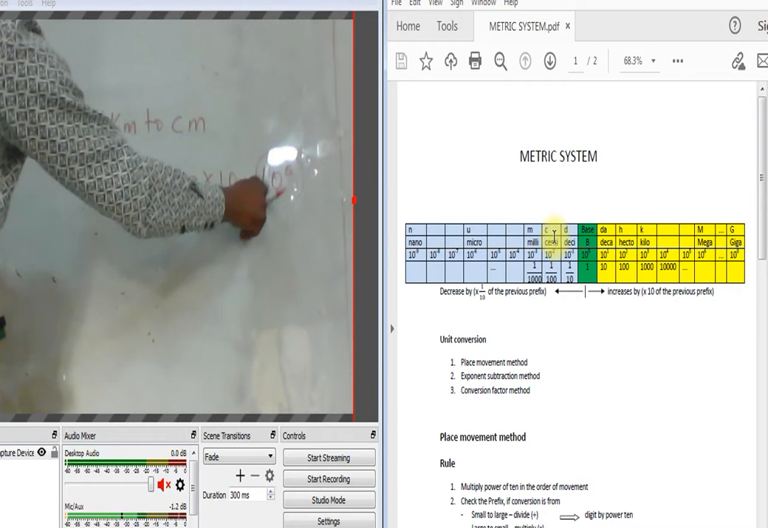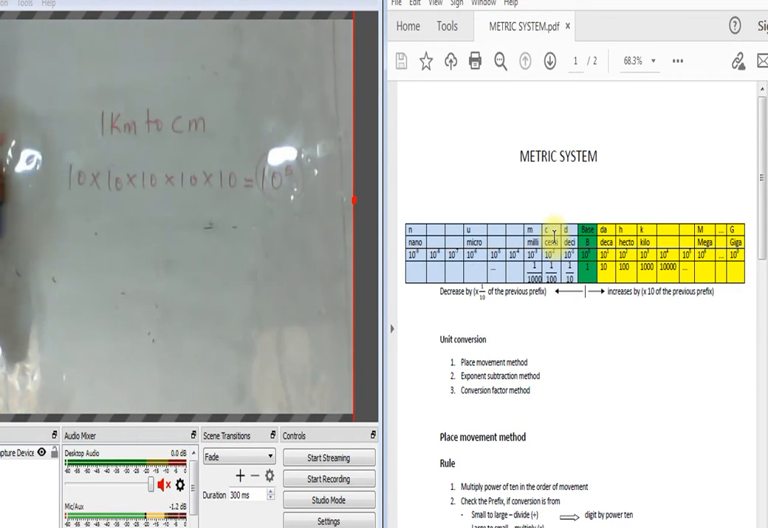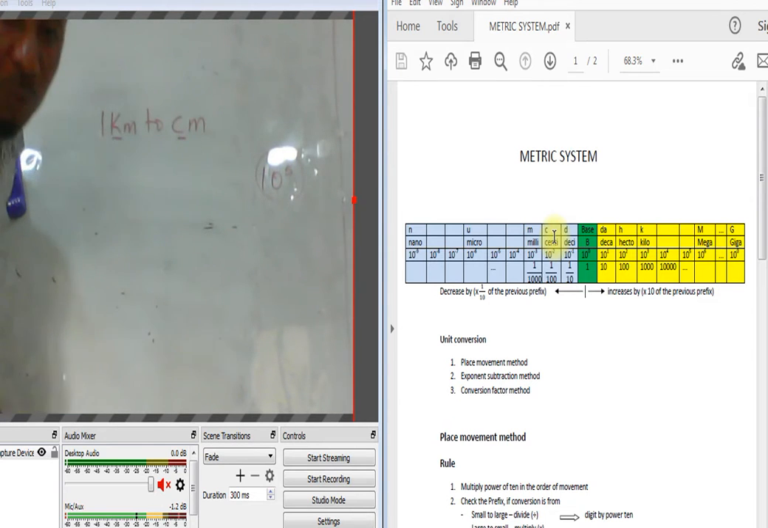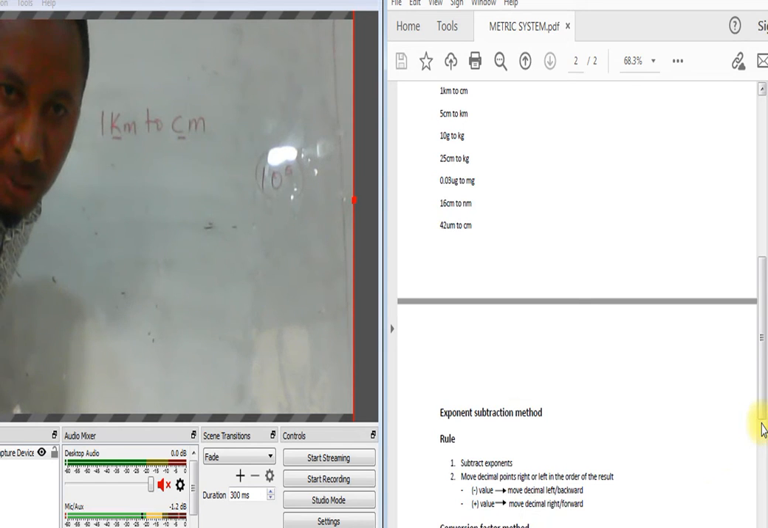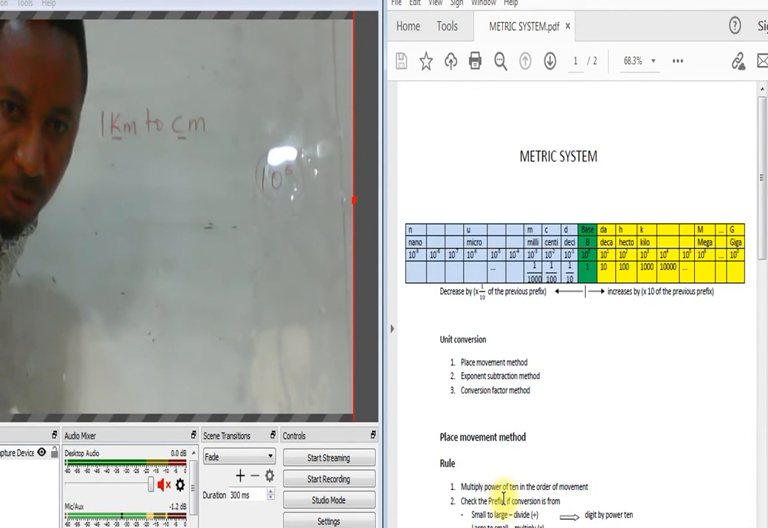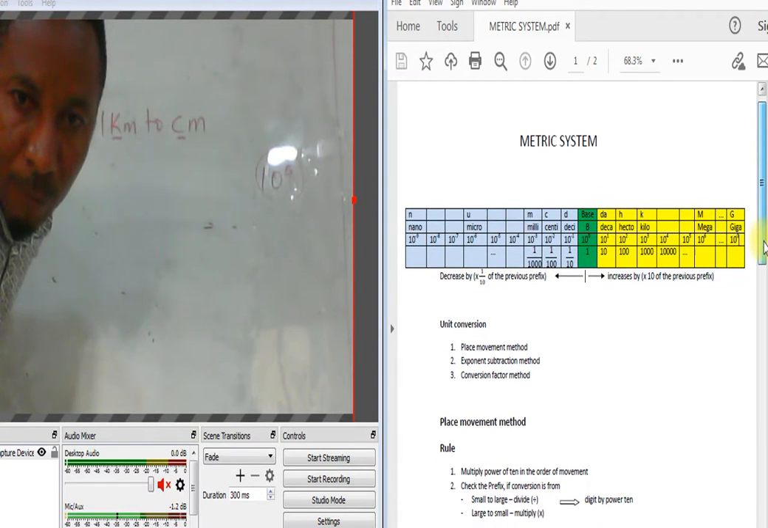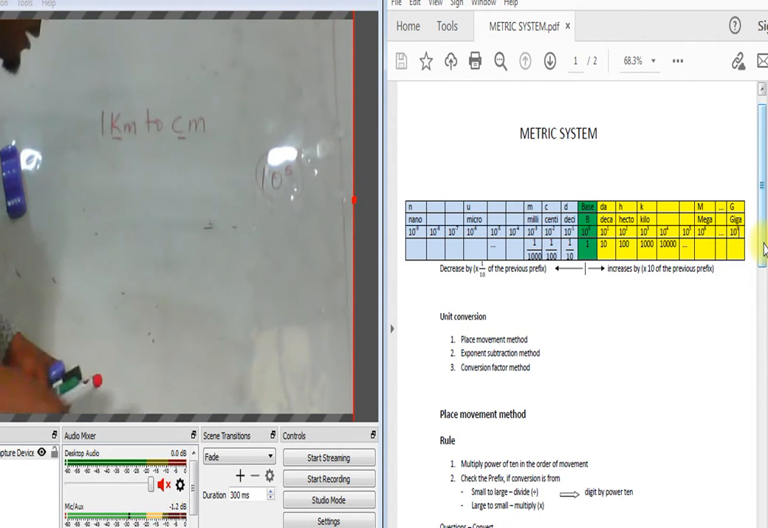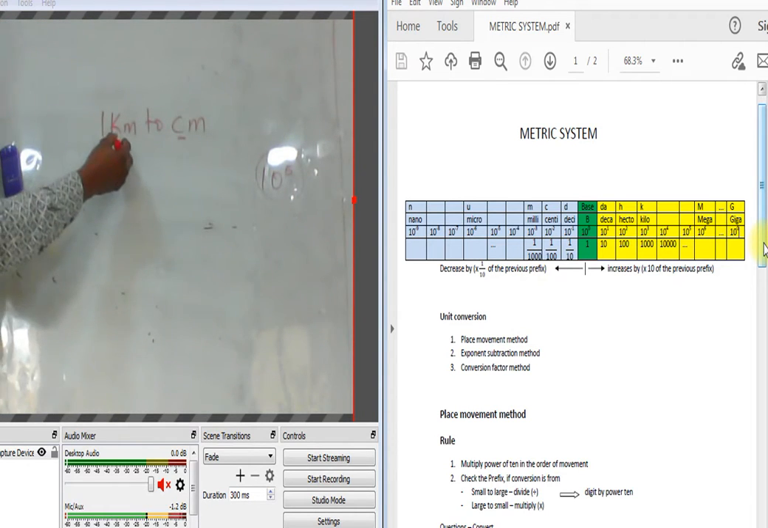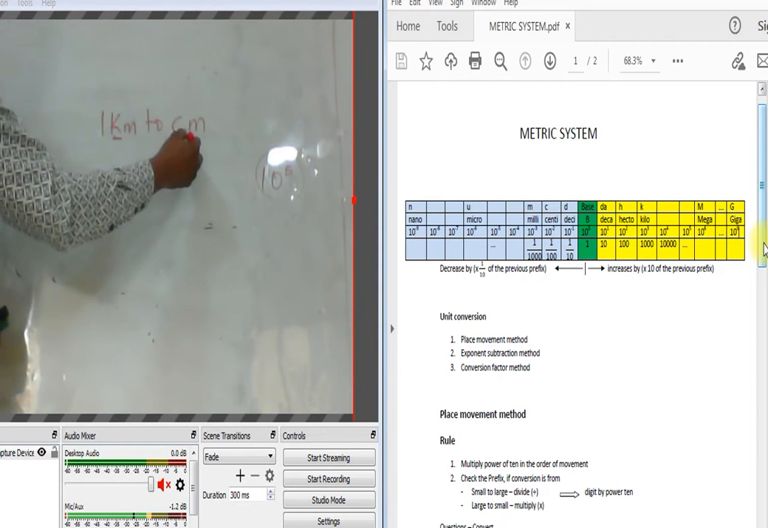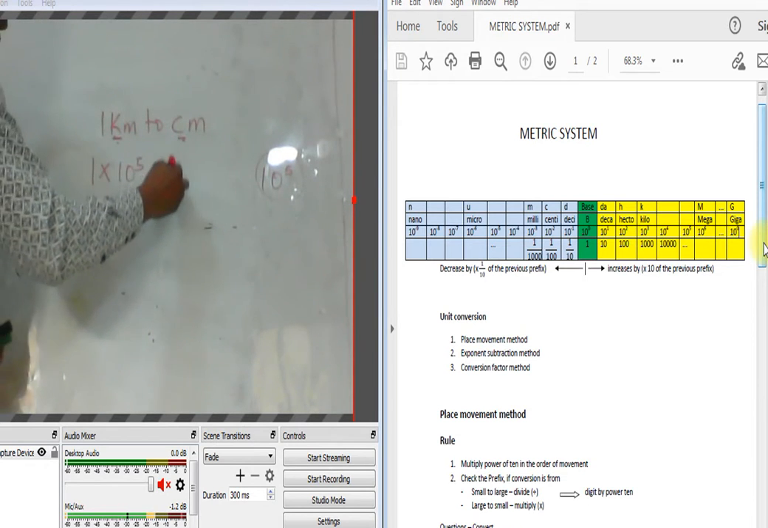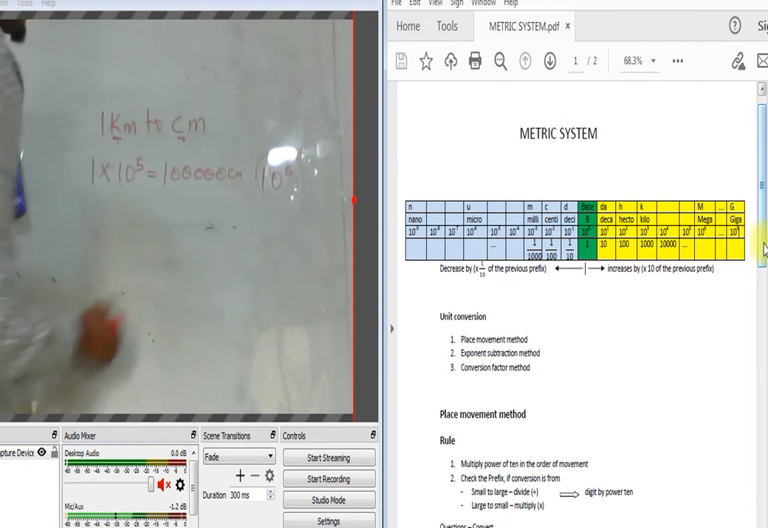Now, you start to either divide or multiply. But before you divide or multiply, you have to look at the prefix. That's the next rule. Look at the rule on the right hand side of your screen. The next rule is check the prefix. If the conversion is from small to large, we have to divide. If it's from large to small, we have to multiply. So look at it. Kilo is bigger than centi, so it's from large to small. It means we'll have to multiply. So I have to say 1 times 10 to the power of 5, which is the same thing as this, centimeter. Are we good with that?